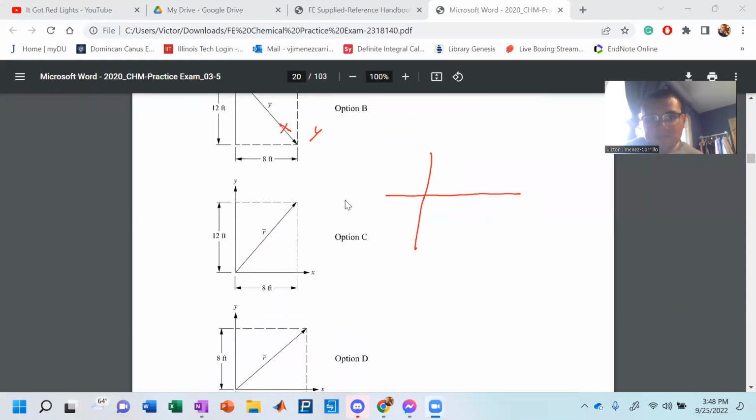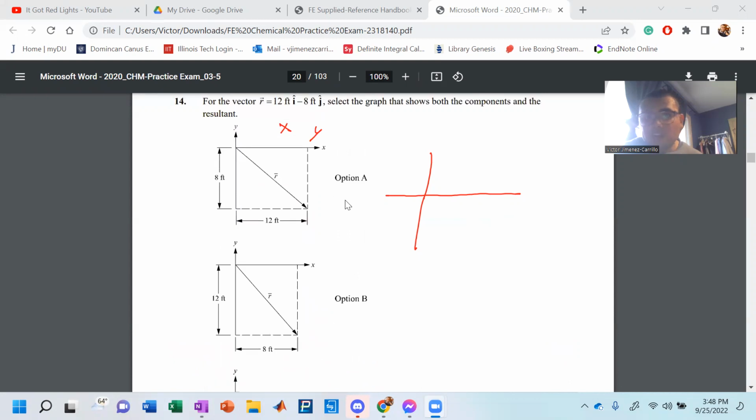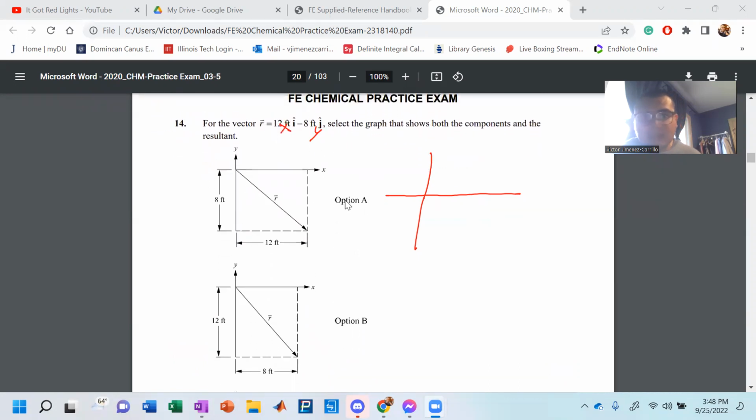The resulting vector is either pointing up or down, and it's on you to figure it out. Luckily for you guys, they're giving you a positive 12i, which means 12 feet in the X direction. So your X component is going to move in the plus direction, 12. So you have 12 feet here moving forward.